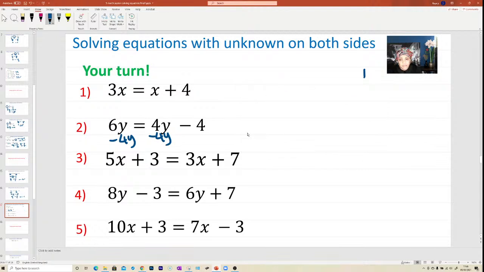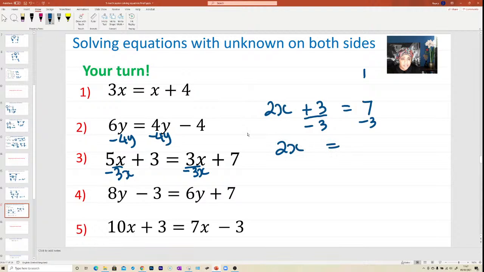Right, and number 3. So what do we have? 5x plus 3 equals 3x plus 7. The small one is 3x and it's positive. So we're going to take away 3x, take away 3x. 5 take away 3, so that's going to give you 2x. And then we've got the plus 3 equals 3x take away 3x is 0, and that's going to be 7. And then we need to take away 3 because we have plus 3. So take away 3, take away 3. And now we have 2x equals 7 take away 3 is 4. And then we divide by 2. And that's going to give you x equals 2. So that's that, guys. And now we're going to do number 4.